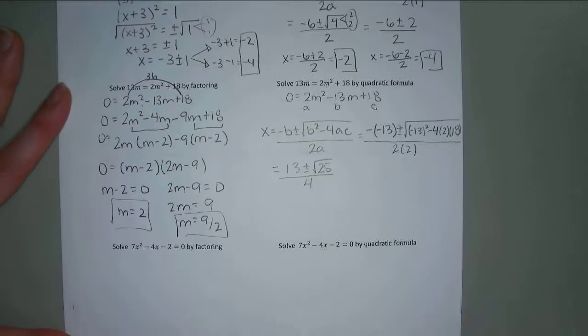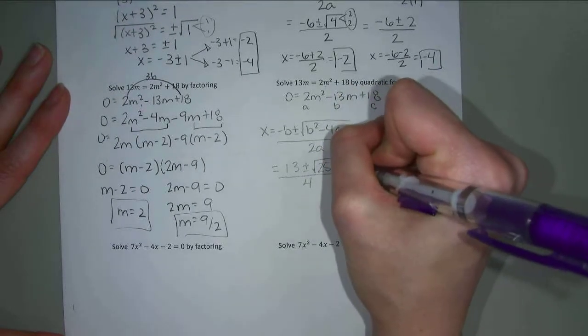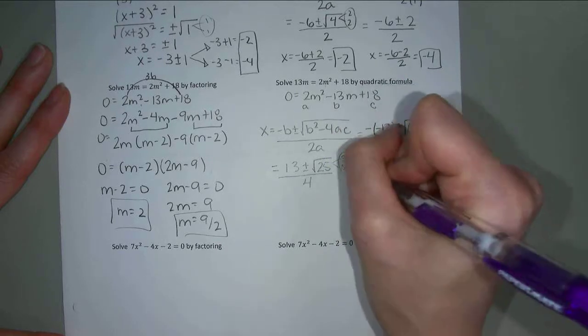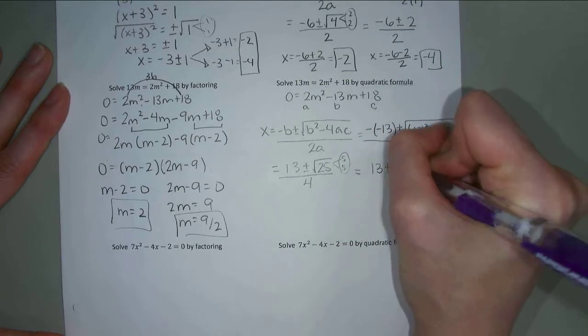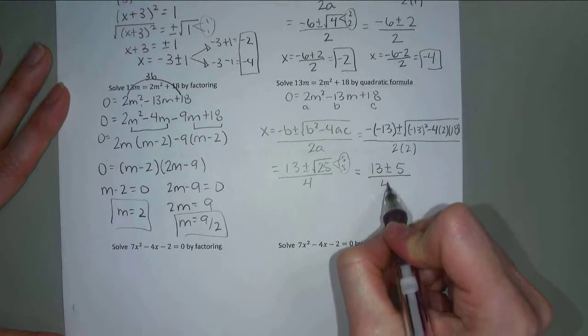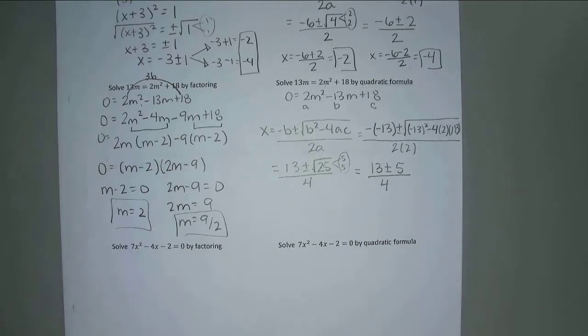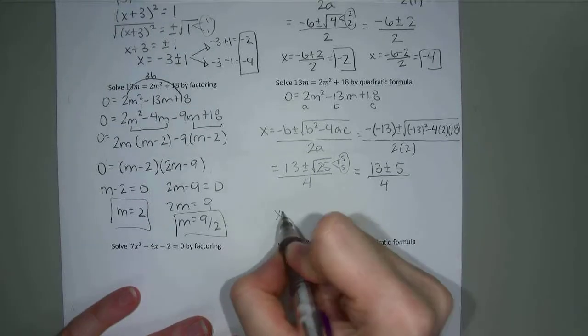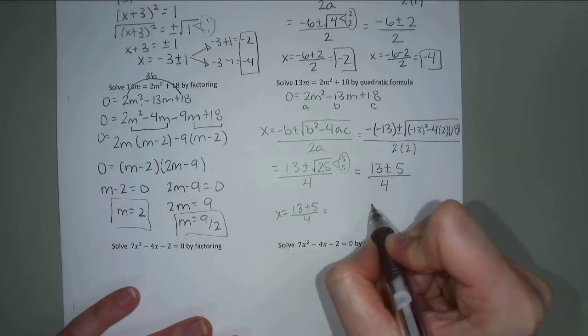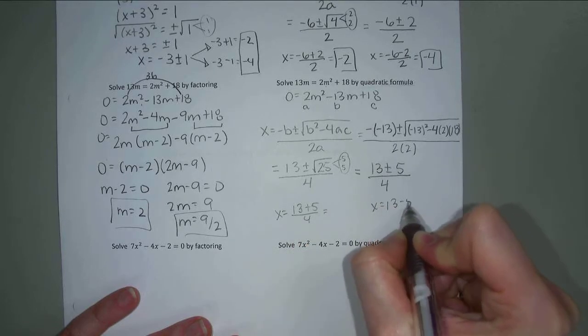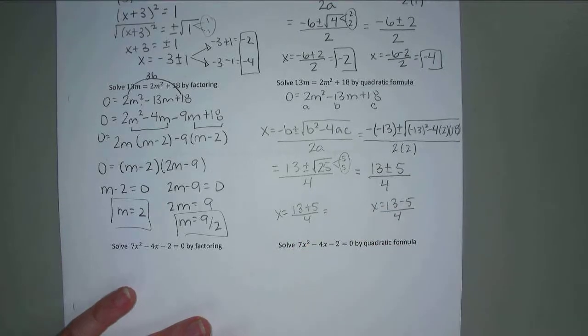What's the square root of 25? 5. So he's going to pop out. So what do we have, guys? We have 13 plus or minus 5 all over 4. So again, since they're all whole numbers with no roots, we're going to split them into 2 answers. X equals 13 plus 5 over 4, and x equals 13 minus the 5 over the 4.